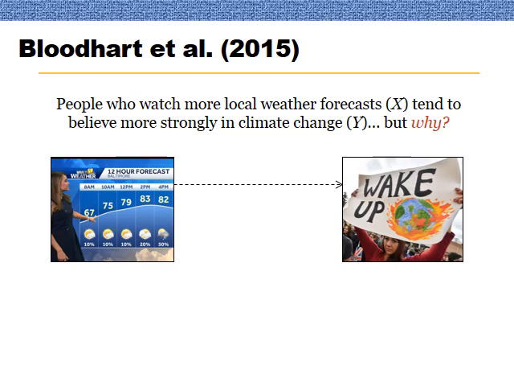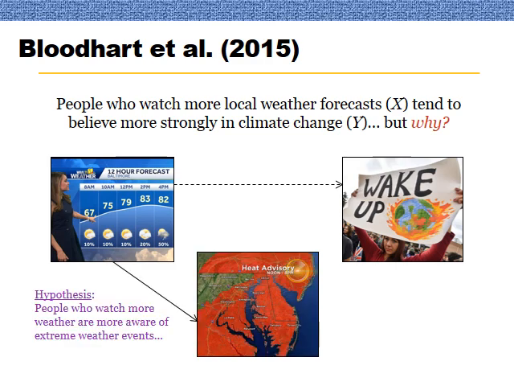These researchers hypothesized that our mediator variable is people's awareness of extreme weather events. Specifically, they predicted that people who watch more weather forecasts on TV are more aware of extreme weather events like hurricanes, heat waves, blizzards, and so on. And in turn, people who are more aware of extreme weather events happening have a stronger belief in climate change. This is the mediation model that I'll ask you to test for your practice problem for this week.